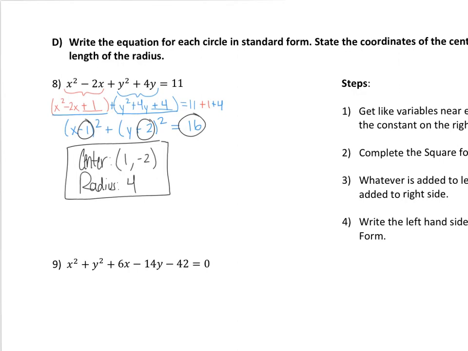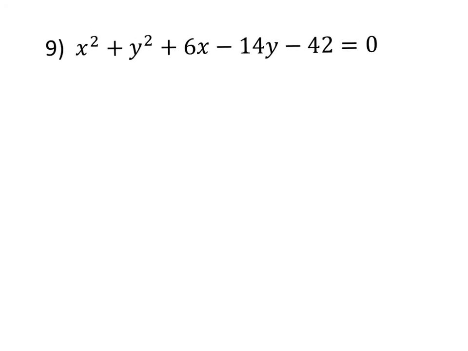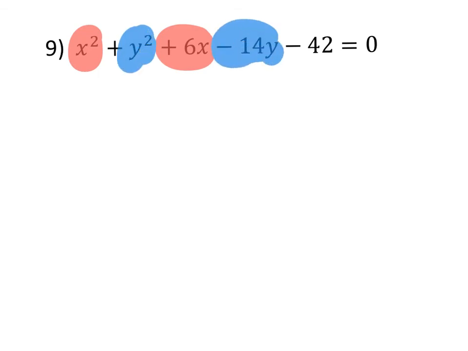So, now let's try one a little more difficult. Okay, here in this problem, we got everything jumbled up. A couple things we need to take note of here. We want our x's to be near each other, and I don't like using black. It's hard to see. x's need to be next to each other. The y's need to be next to each other. And the constant here is on the wrong side. So we do need to move these together, we do need to move these together, and this does need to go to this side.